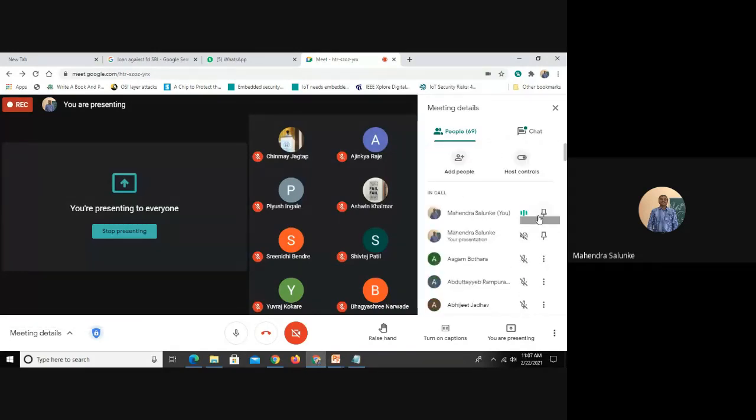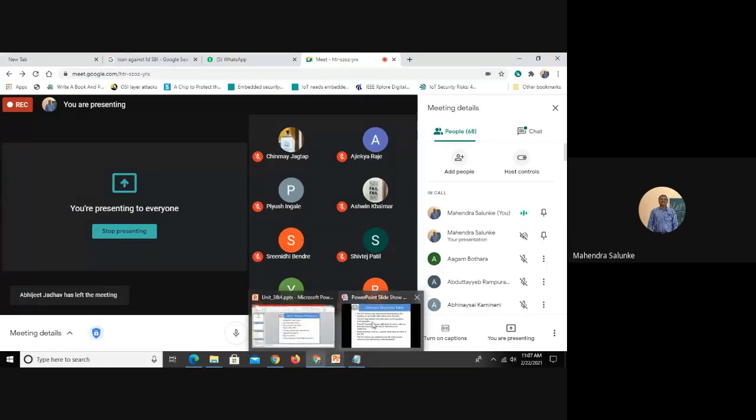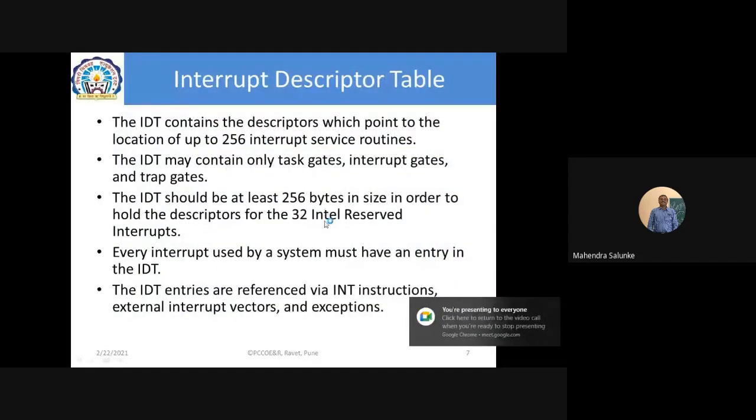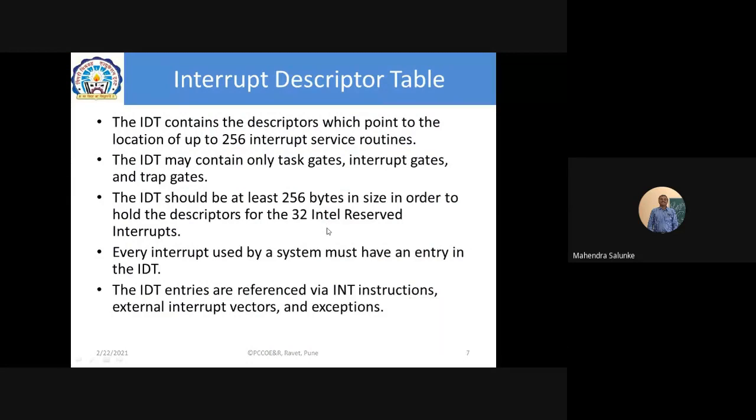All right. So a total of 2048 bytes is required for your IDT. The IDT has a maximum of 256 entries only, which are descriptors for up to 256 interrupt service routines. But in addition to this, there is one restriction.